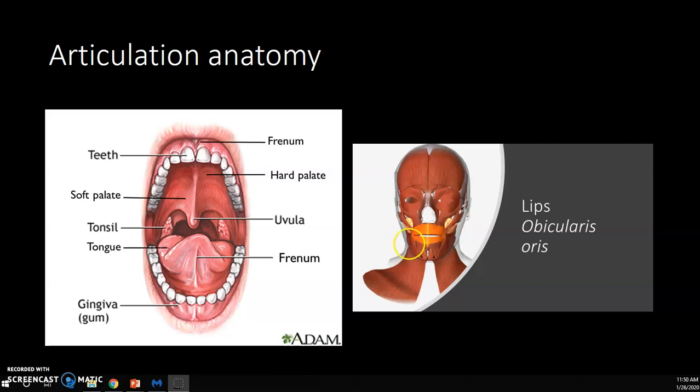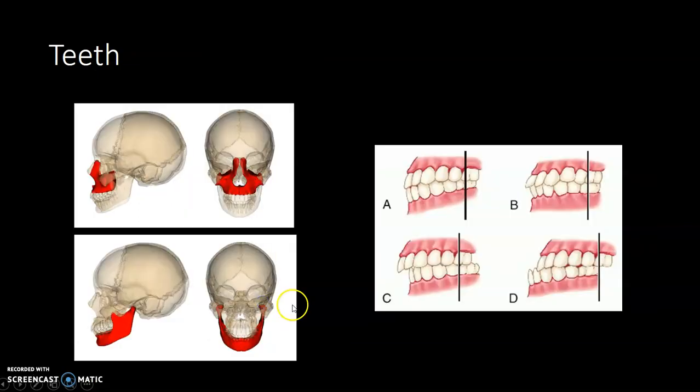So try that sentence, buy baby a bib, and feel how your tongue is moving up and down and what portions of the tongue are moving up and down as you talk. Next up we have the teeth. The teeth are rooted on the upper and lower jaw, so we have the maxilla, which is the upper jaw, and the mandible, which is the lower jaw. And we'll talk about in the articulation section a little bit about how the alignment of the teeth can affect articulation.